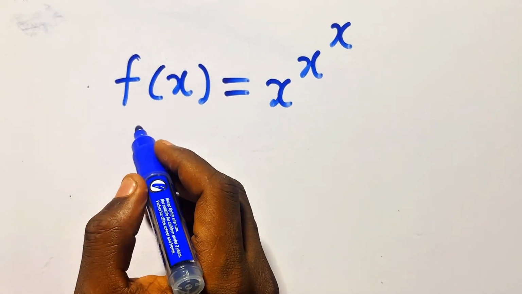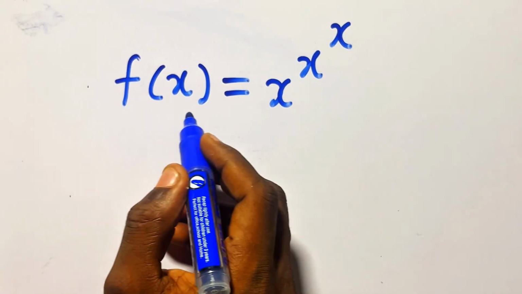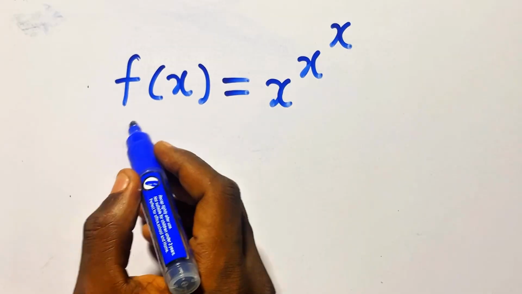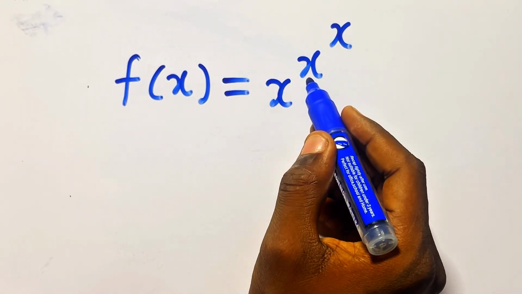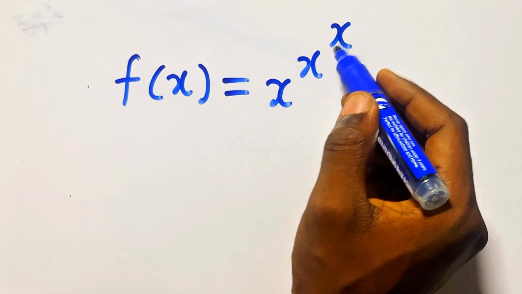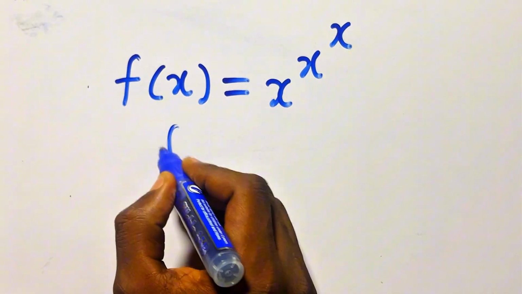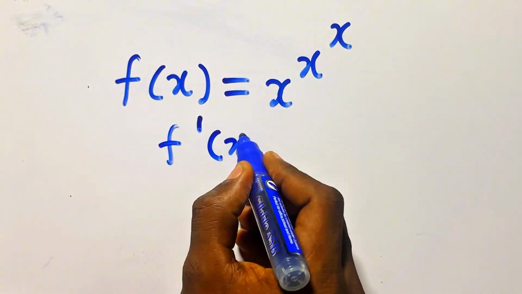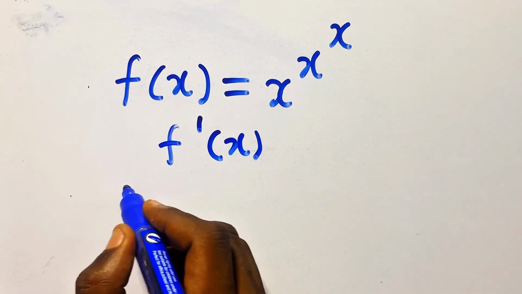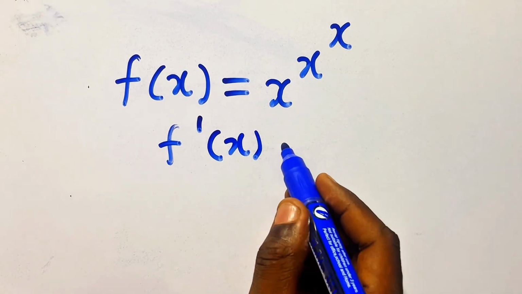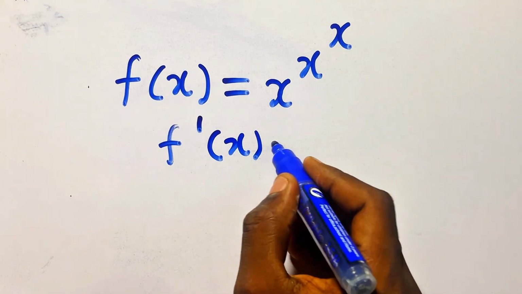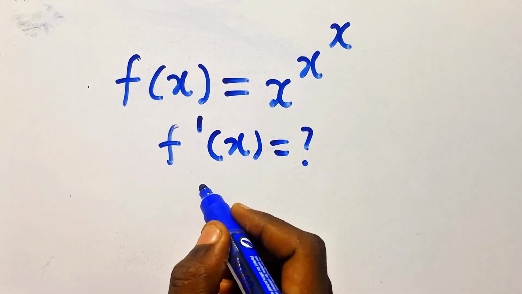Hi viewers, how to solve this tricky, interesting math Olympiad functional equation: given f of x equals x to the power of x, then to the power of x. We are asked to find f prime of x. Before I solve it, can you take a pause, attempt this problem, and drop your answer in the comment section? We want to find f prime of x.